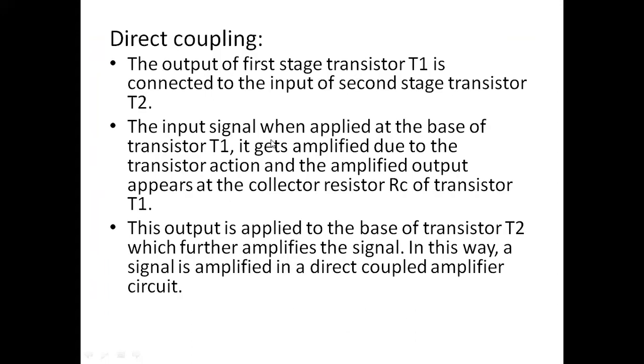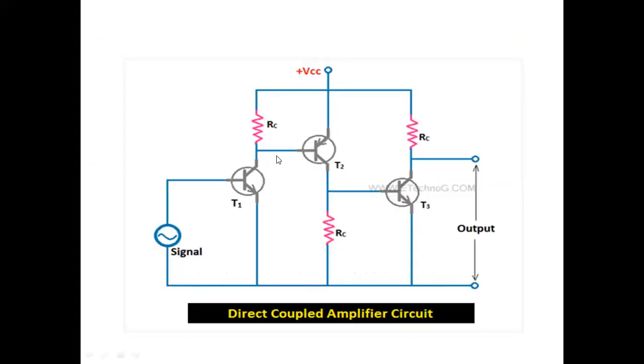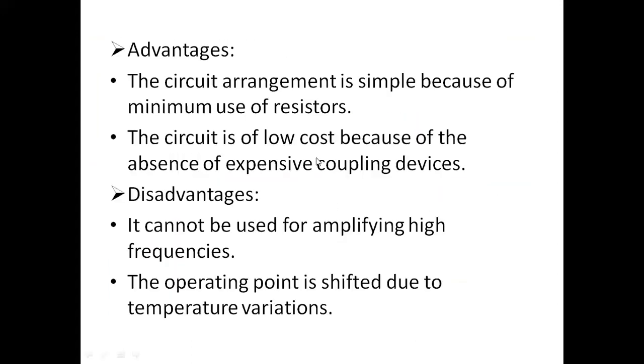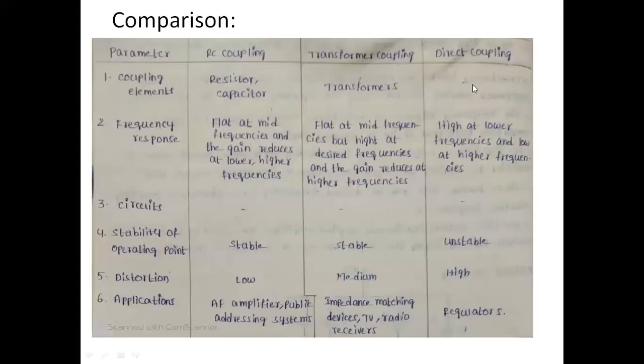And in direct coupling, there is no coupling device. The signal is directly coupled to the next stage. So coupling elements in RC coupling, we are using some resistors and capacitors. Whereas for transformer coupling, we are using transformers. In direct coupling, there is no coupling device. And next, frequency response.